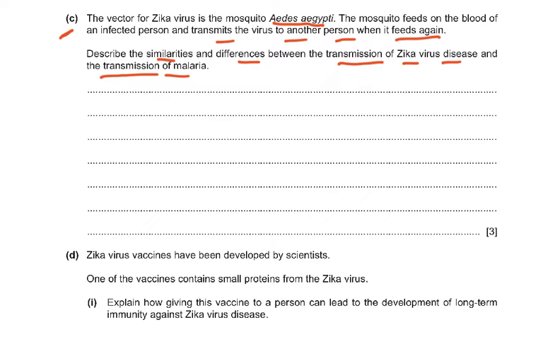So malaria is transmitted by Anopheles rather than Aedes. And then both are transmitted by vectors, both are transmitted by mosquitoes, both are blood-borne diseases. That means the vectors feed on the blood.